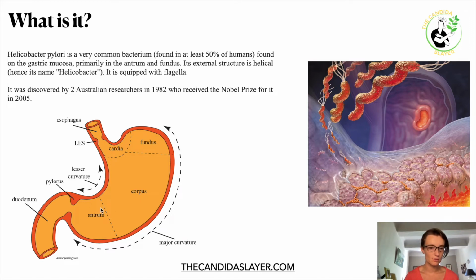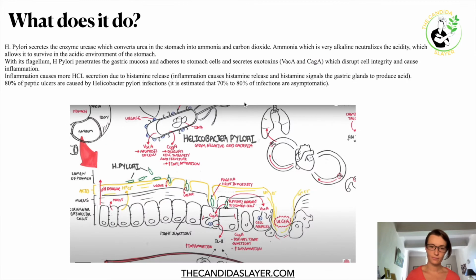On the picture, you can see the antrum is here at the bottom of the stomach, and the fundus is the upper part of the stomach. Its external structure is helical, hence its name Helicobacter, as you can see in this picture. It is equipped with flagella that allow it to move around in the stomach. It was discovered by two Australian researchers in 1982, and they received the Nobel Prize for the discovery in 2005.